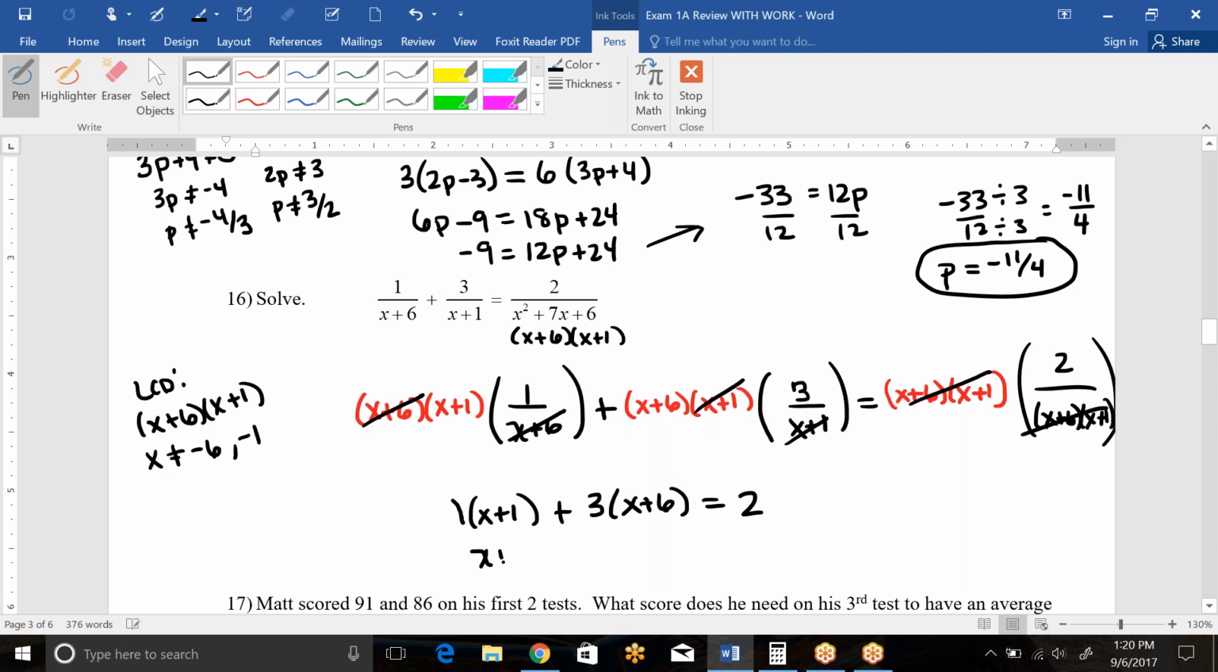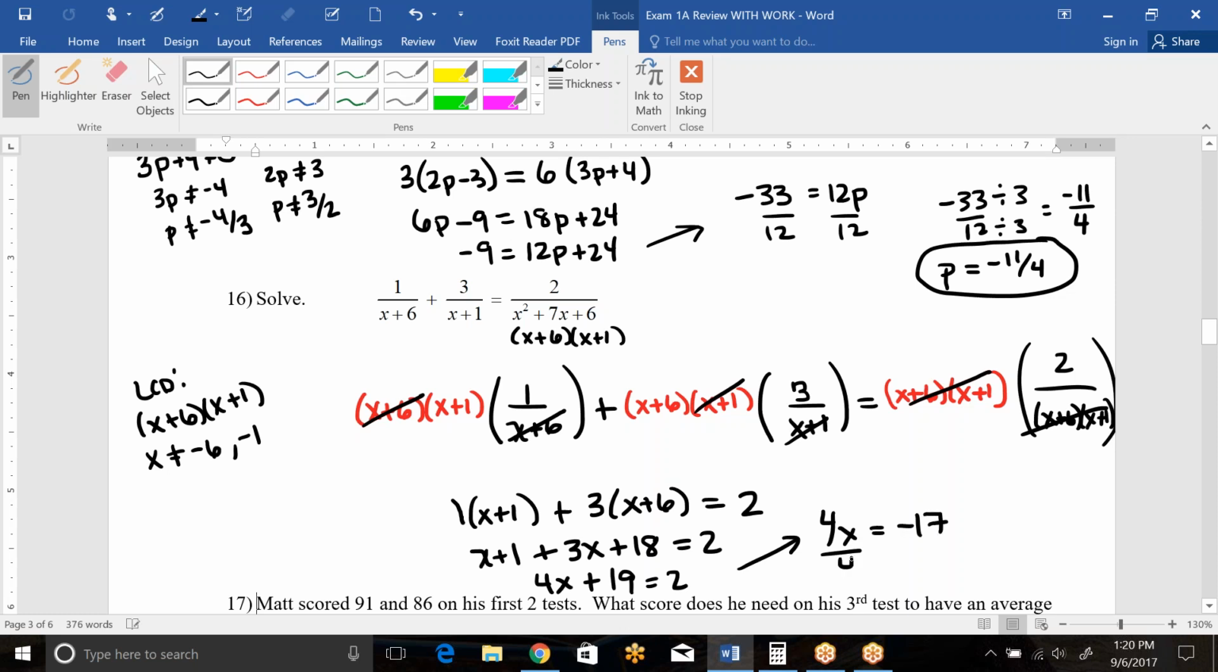We distribute across the left side, add like terms. 1 plus 3 would be 4x. This would be plus, I don't know why I have another equal sign there. Hang on just 1 second. That's just supposed to be plus. And then this would be 19 equals 2. Subtract over the 19, so that's going to be 4x equals negative 17.